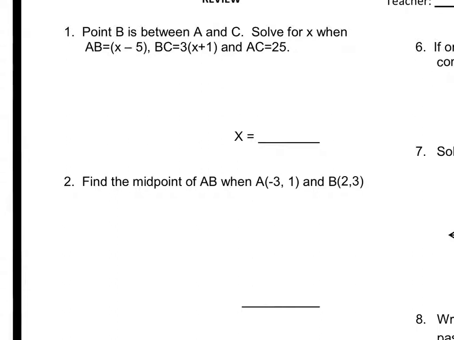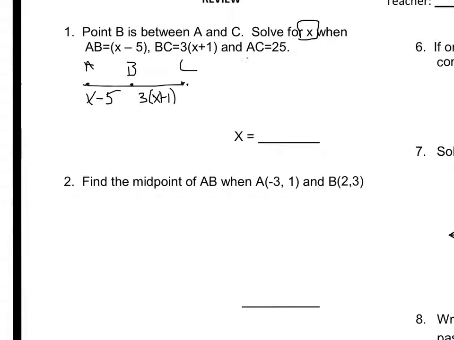So because it says point B is between A and C, we know it must be a segment. I really suggest drawing a picture. So I got a segment here where I have point B somewhere between A and C. And then from there I'm going to solve for x, and my answer is in terms of x, using what's given to me. So I know that the length from A to B is x minus 5. I know the length from B to C is 3 times (x plus 1).